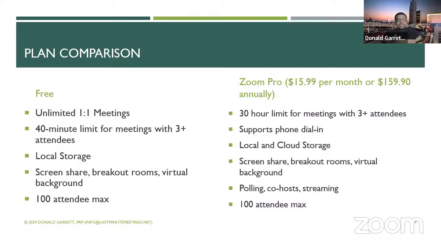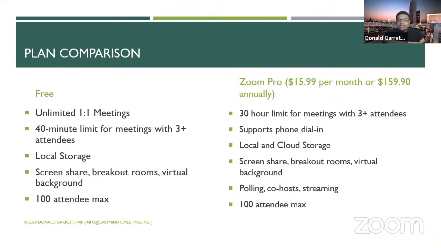But in addition, the Pro plan is really cool because it allows for the polling feature, which is great for doing some voting. You can stream your meetings, either on Facebook Live or straight to YouTube, etc. And you can have co-hosts. Co-hosts are concurrent hosts alongside the main meeting host. Under the free plan, you can only have one host at a time, so you have to switch it to a different person depending on what you have going on in your meeting. Whereas with the Zoom Pro plan, I can be a host and I can appoint other co-hosts to help me out with some of the hosting activities.